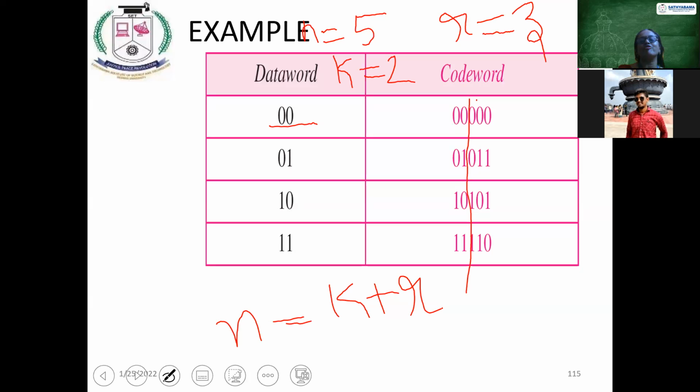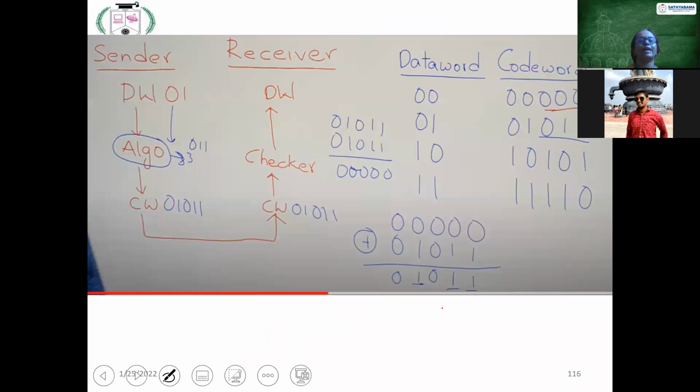Another example I gave you to understand the purpose. Not always will the redundancy be 1. Redundancy can be 1 or 2 or 3 depending on the value. Now here they are saying this is my data word and this is my code word. Whether my code word is correct or not, how will they do the checking algorithm? They will do the XOR with the previous one.